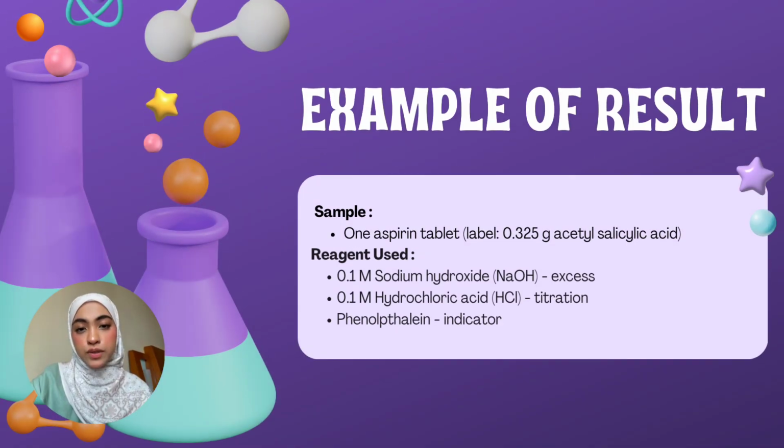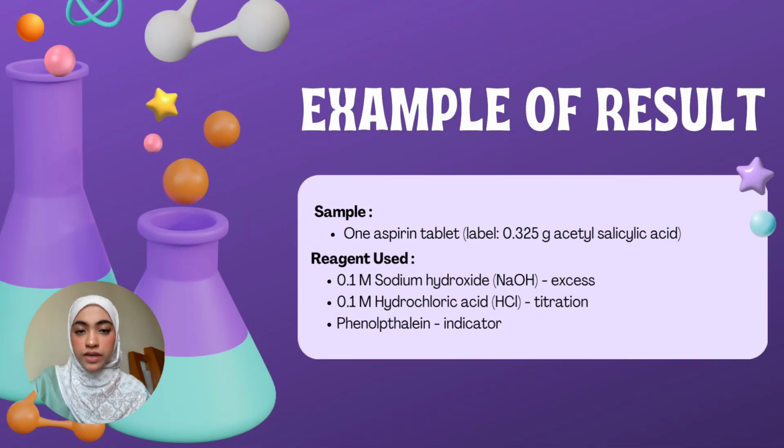Then we have a sample of one aspirin tablet that weighs 0.325 gram of acetylsalicylic acid, and we have sodium hydroxide and hydrochloric acid as reagents. The molarity of sodium hydroxide is 0.1 molar, while the hydrochloric acid molarity is also 0.1 molar. And then we use phenolphthalein as the indicator.